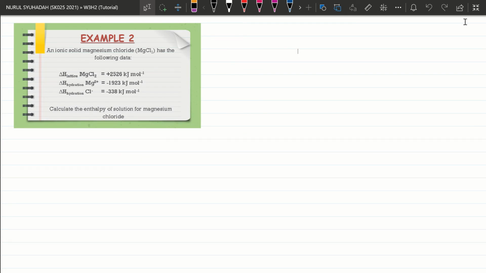So we want to find enthalpy of solution. Okay, straight away do the cycle. So delta H solution, so MgCl2 solid. Okay, so break down to its ions. So the ions are Mg2+ aqueous plus Cl- aqueous.